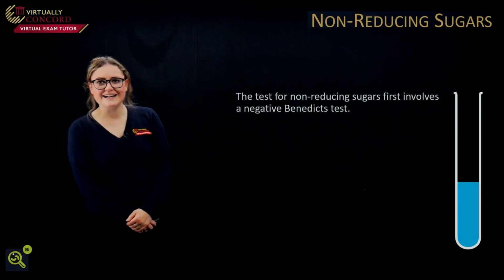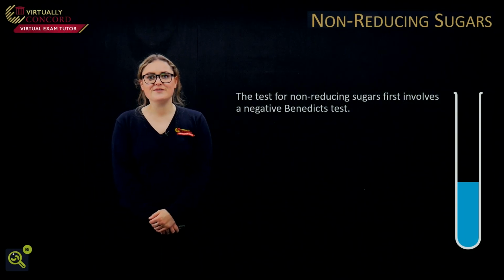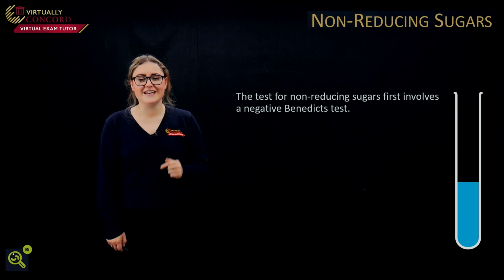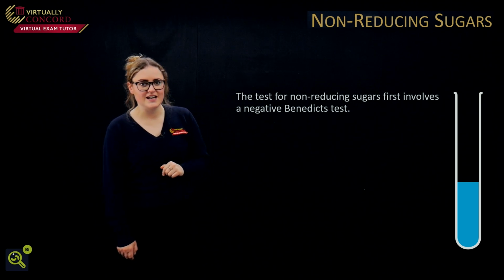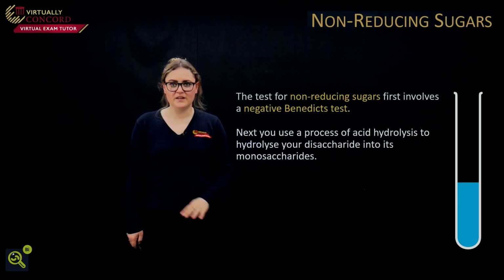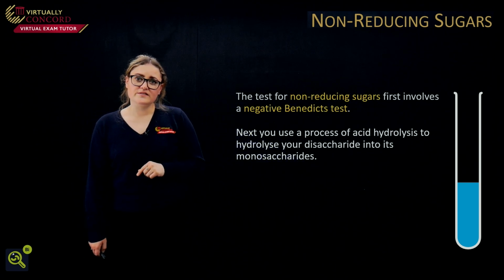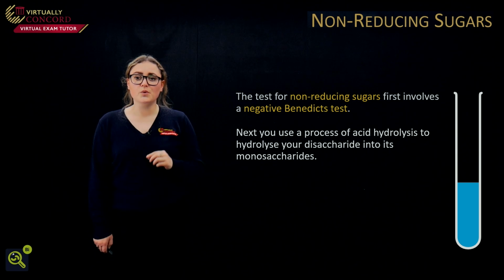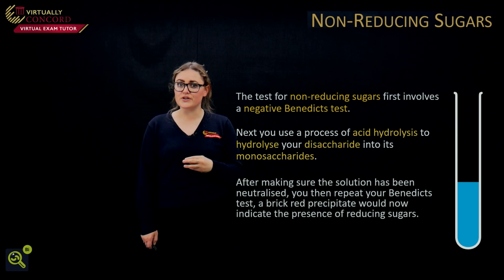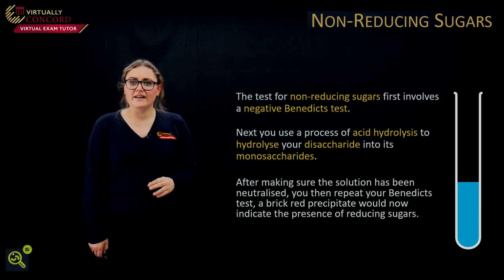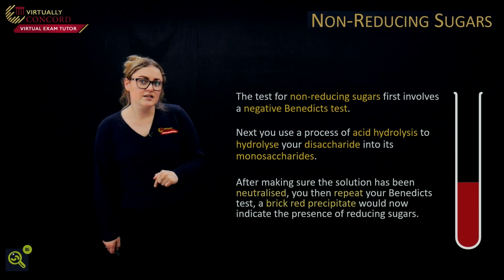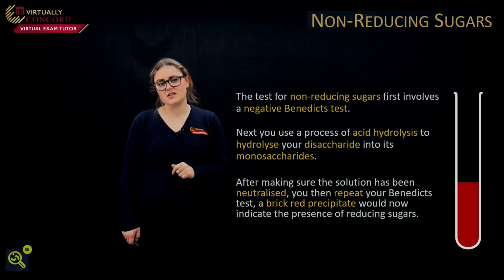Now that we're back from the lab, let's analyse the results. So, a test for a non-reducing sugar first involves a negative result for the Benedict's test, okay? That's where it stays this blue colour, okay? Next, use that process of acid hydrolysis to hydrolyse your disaccharide, so break it down back into its monosaccharide components. Then, after making sure your solution has been neutralised, you then repeat your Benedict's test with a fresh sample.